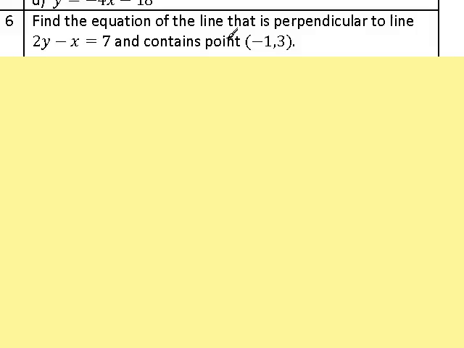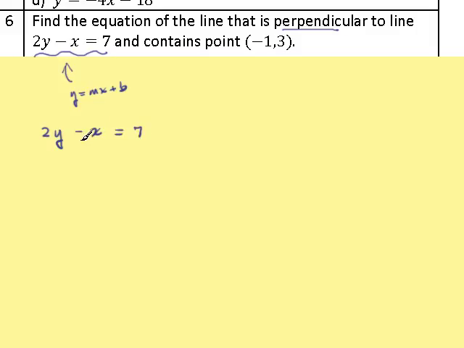In 6, we want the equation of the line that is perpendicular to the line 2y minus x equals 7 and contains this point. Now, perpendicular lines have slopes that are negative reciprocals. So we want to find the slope of this line and take the negative reciprocal. So finding the slope is achieved by putting it in that form y equals mx plus b. So let's do that.